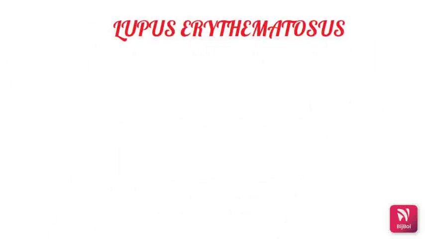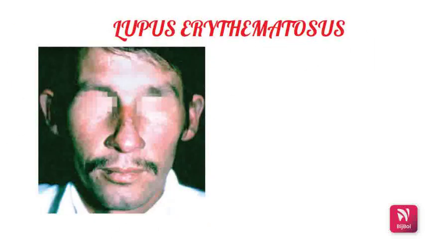The next condition that clinically presents as desquamative gingivitis is lupus erythematosus. It's an autoimmune disease. It has three different clinical presentations. The first one is systemic lupus erythematosus, that is SLE, and second one is chronic cutaneous lupus erythematosus, and the third one is subacute cutaneous lupus erythematosus.